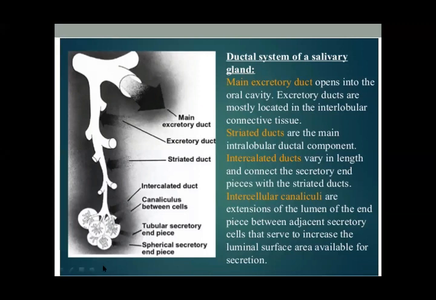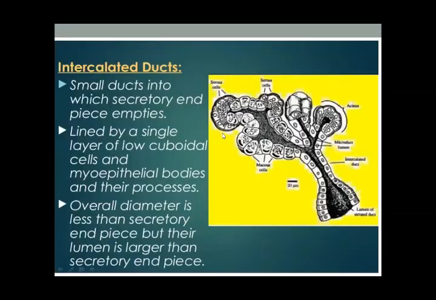Intercalated ducts vary in length and connect the secretory end pieces to the striated duct. Intercellular canaliculi are extensions of the lumen of the end piece between adjacent secretory cells that serve to increase the luminal surface area available for secretion. Intercalated ducts are small ducts into which secretory end pieces open, lined by a single layer of low cuboidal cells and myoepithelial cells and their processes.